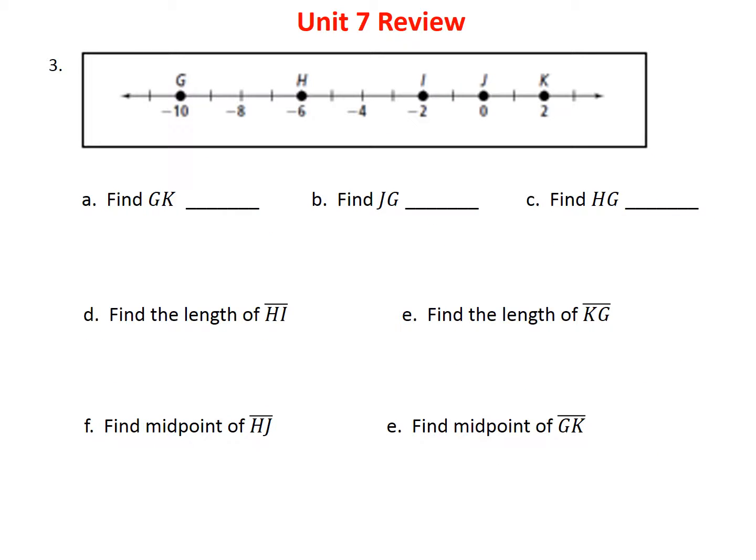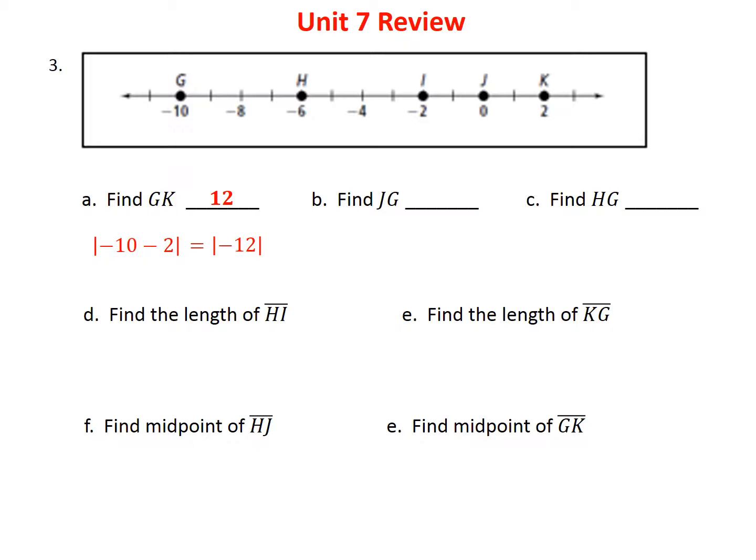In problem 3, we're asked to find the distance or the length of a line segment. This is the same as finding the distance between the 2 points on a number line. Remember that distance is always positive. So mathematically, we would subtract the 2 points and take the absolute value. In this case, G is minus 10 and K is 2, so if I take minus 10 and subtract 2, I get minus 12, but the absolute value, because it's distance, is going to be 12.